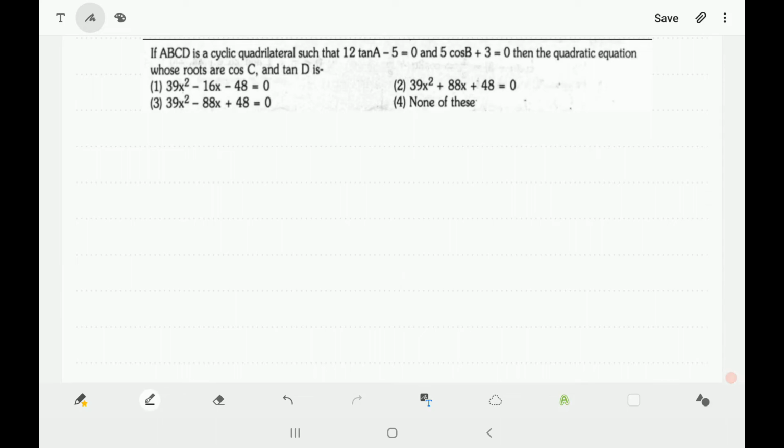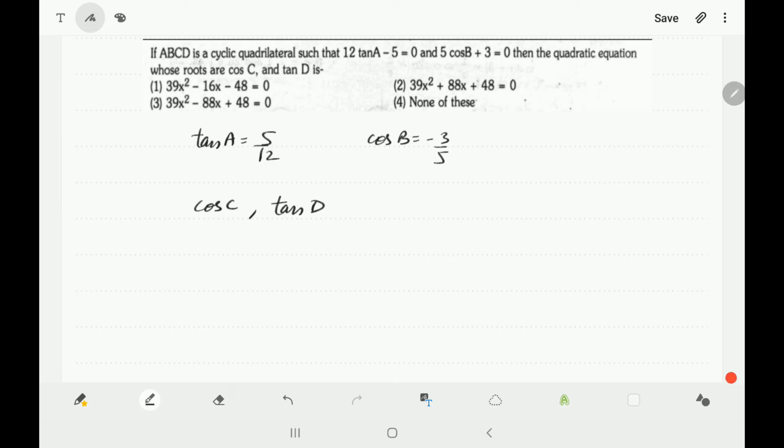If ABCD is a cyclic quadrilateral such that tan A is equal to 5 by 12 and cos B is equal to minus 3 by 5, then find the quadratic equation whose roots are cos C and tan D. So basically we have to find the value of cos C and tan D. So these will be the roots of which equation? We will find out after that.